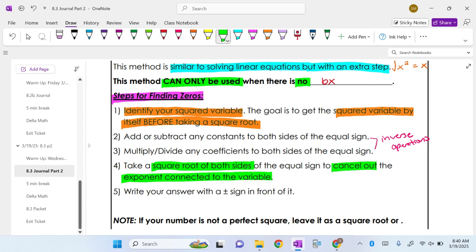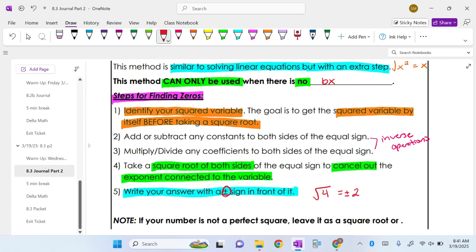Now, whatever our answer is, this is the most important part. Whatever your answer is, you need to write your answer with a plus or minus sign in front of it. So that plus or minus sign. Why do you think I need to write my answer with a plus or minus sign? For example, if I took the square root of 4, what's the square root of 4? So you're undoing a square. What's the square root of 4? 2. In reality, the square root of 4 is plus or minus 2.